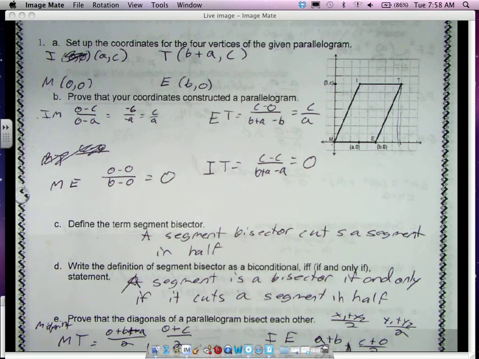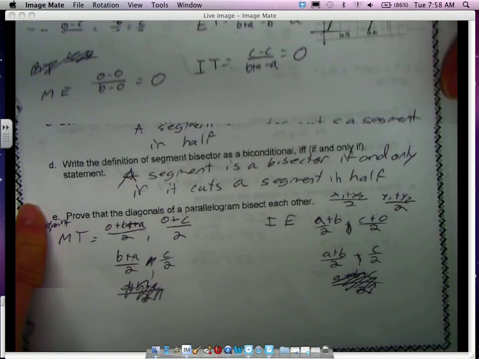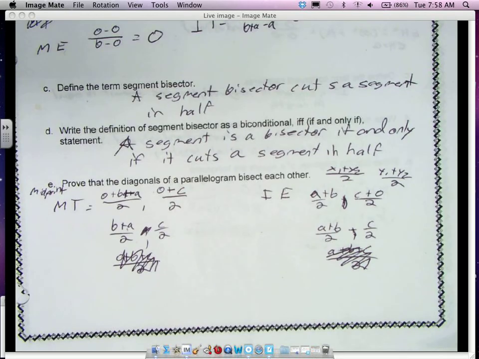Okay, so we defined the term segment bisector. A segment bisector cuts a segment in half. You might not have the exact wording I do, but close. Okay, same meaning. A segment is a bisector if and only if it cuts a segment in half, because we know the converse is true and it is true.